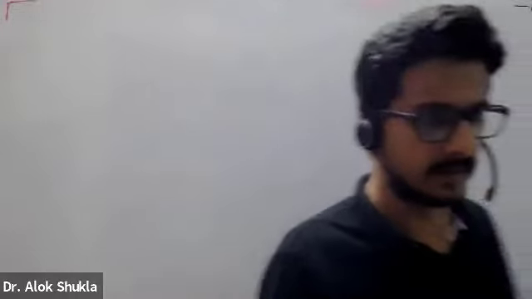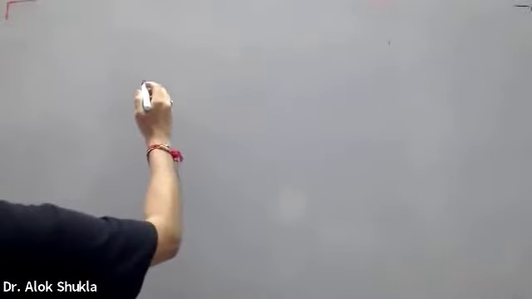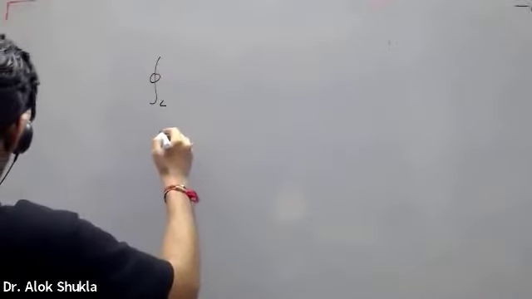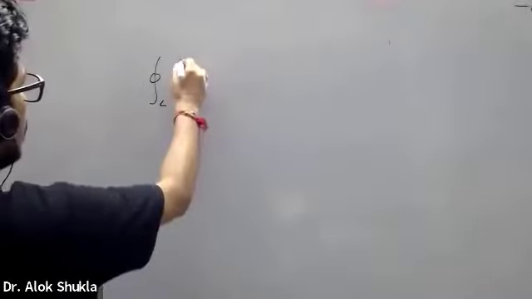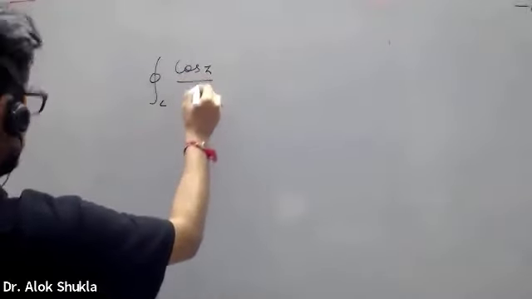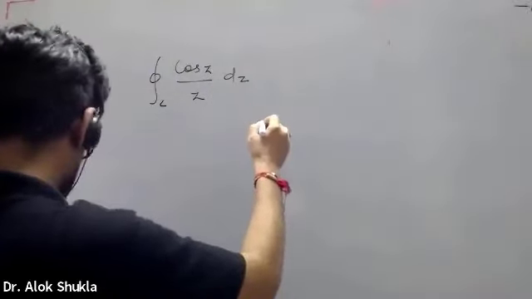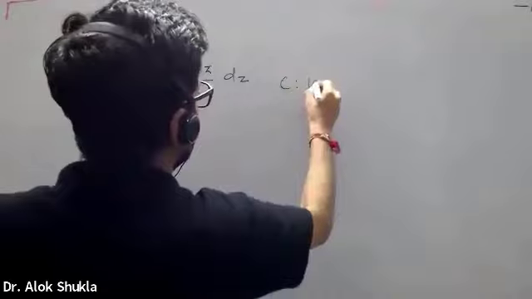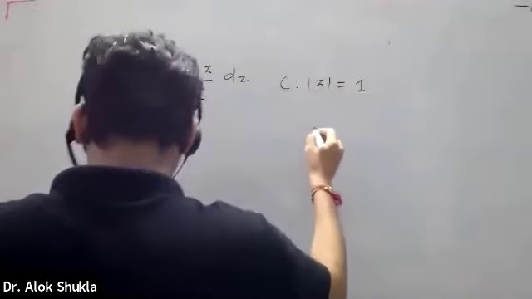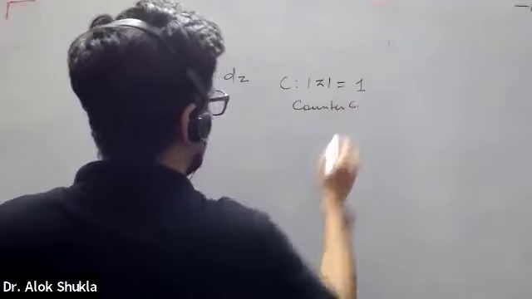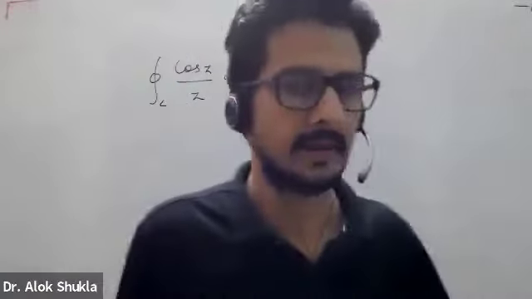So I am going to take the next question, and that is the contour integral over C of cos of z by z dz, and C is given as mod of z is equal to 1 and counterclockwise. Okay, this is the question.